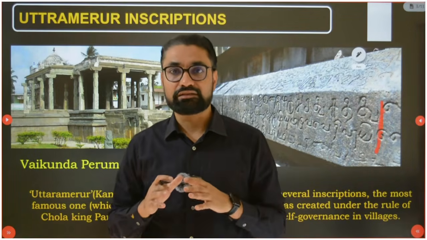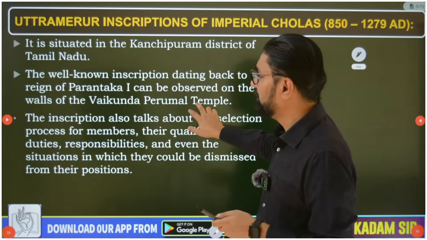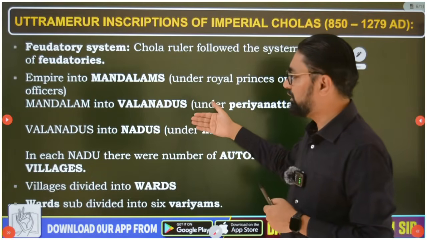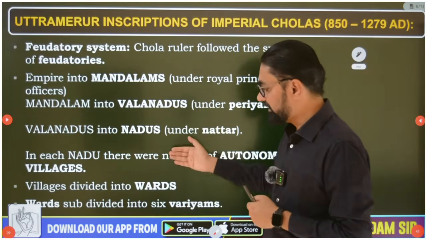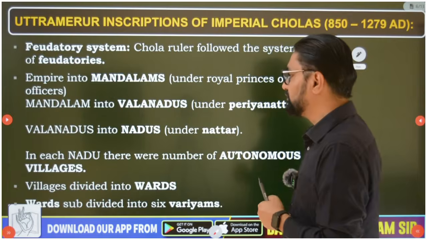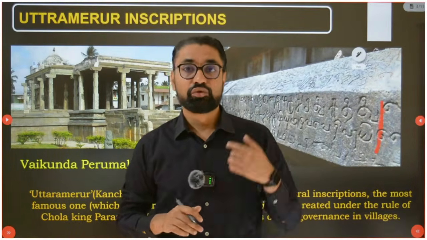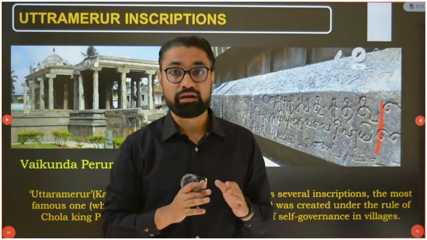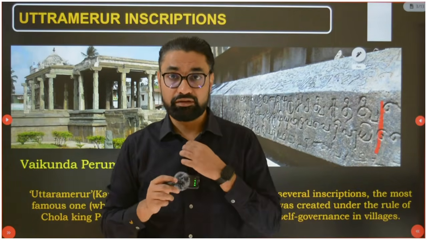In the Imperial Cholas, their general administration was divided into different parts, that is mandal. So the empire was divided into mandals, then Valanadus, then Valanadus into Nadus, and Nadus into autonomous villages. These villages are further divided into wards, and wards divided into variums. This type of administrative structure they had. Nadu is a district in today's context.